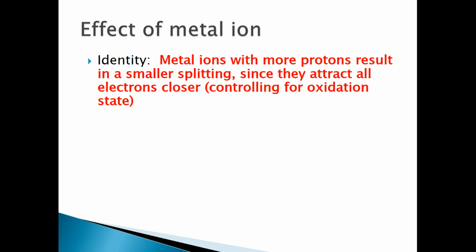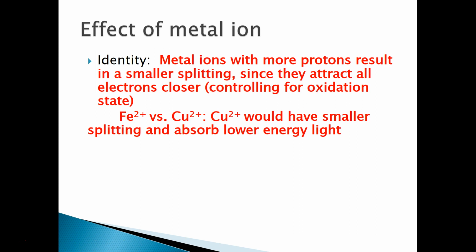So metal ions with more protons will result in smaller splitting. As the charge of the nucleus increases, it will have a greater attraction to all of the electrons in the atom. So it will pull all the sublevels and all the orbitals closer together. Now, it's important that we control for oxidation state, because if we're looking at different metal ions with different oxidation states, it introduces a new factor which complicates things a little bit.